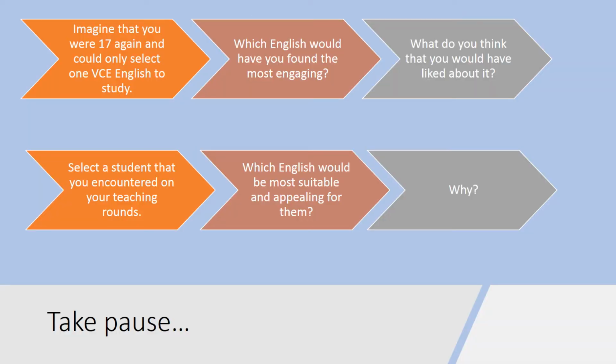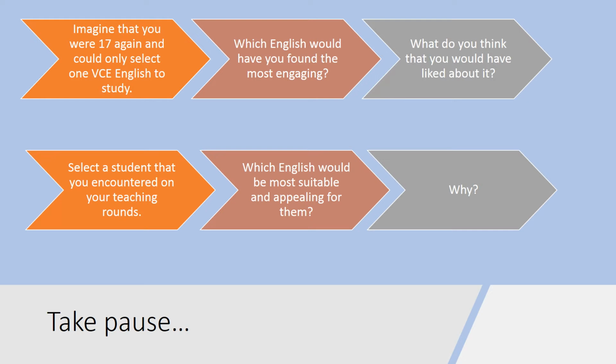So now that we've had a bit of a recap of the way that VCE is structured and English's place in that, you can pause here and have a bit of a think about these questions. So firstly, imagining you were 17 again and you got to make those choices, which English would you have selected? Which would be most engaging for you? And what do you think you would have liked about it?